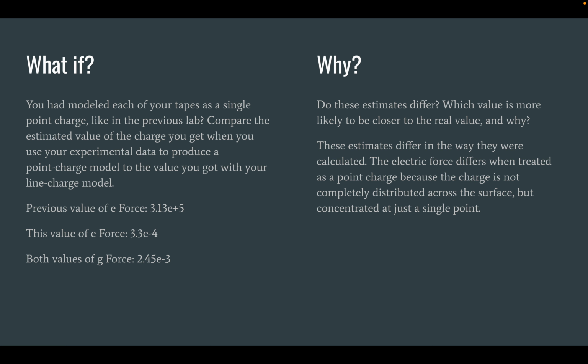Why do these estimates differ? Which value is more likely to be closer to a real value, and why? These estimates differ in the way they are calculated. The electric force differs when treated as a point charge because the charge is not completely distributed across the surface, but concentrated at just a single point. The value that is likely to be closer to a real value is the line charge model, because it simulates better how the charges work in real life.